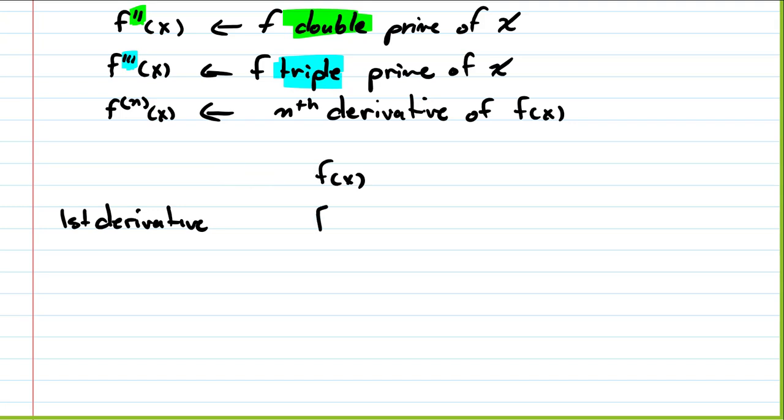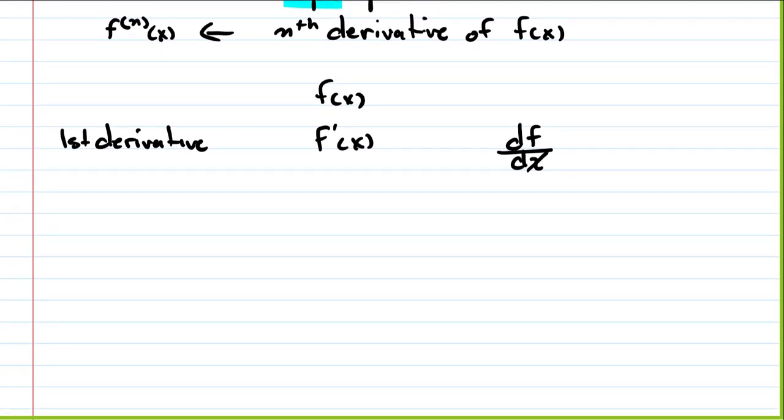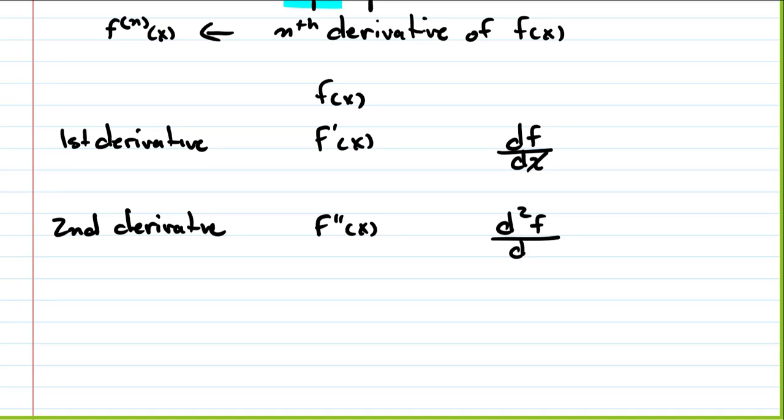And so we would have our f prime as our first derivative. And in our Leibniz notation, we would write the derivative df/dx. Continuing on this pattern, we have our second derivative. So we would have f double prime. And when we do that in Leibniz notation, we do d²f/dx².